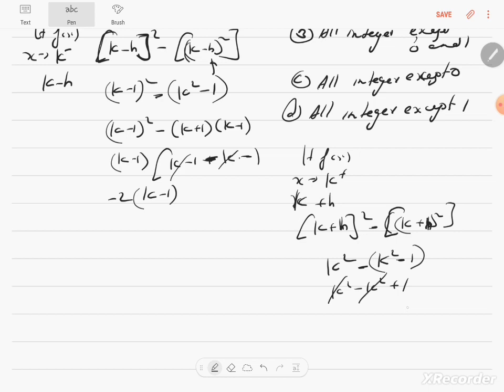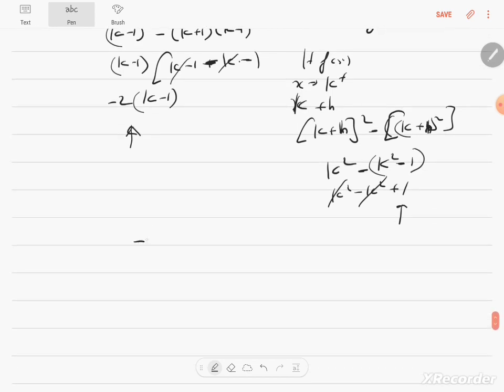So the left hand limit is dependent on k, the right hand limit is independent of k. Then for the left hand limit to be equal to the right hand limit, say minus 2 into k minus 1, I am just trying something, k minus 1 is equal to 3 and k is equal to 4. Only for k equal to 4 it is continuous.